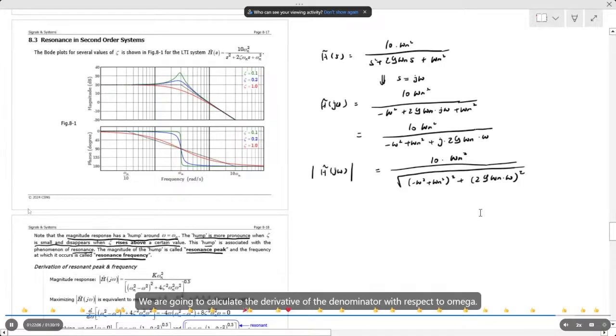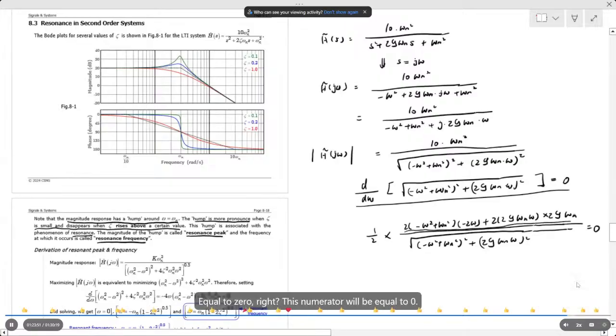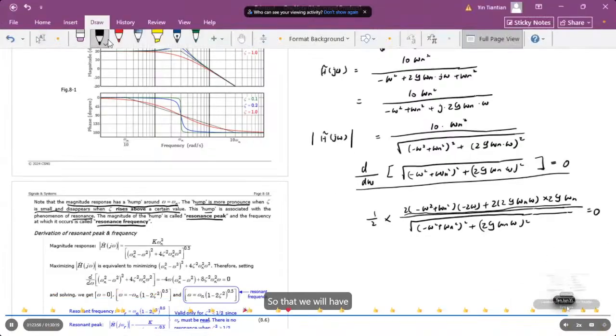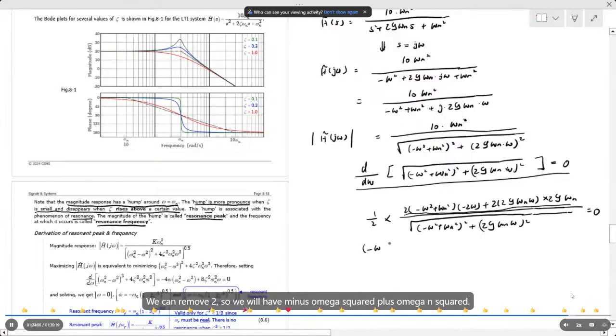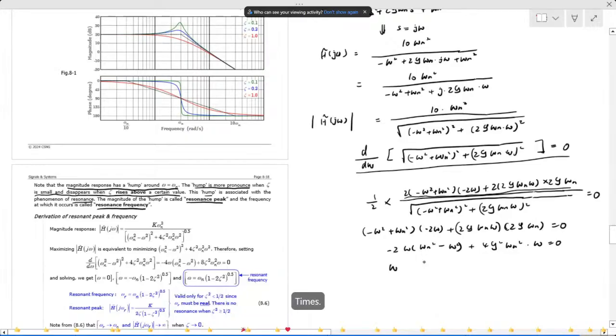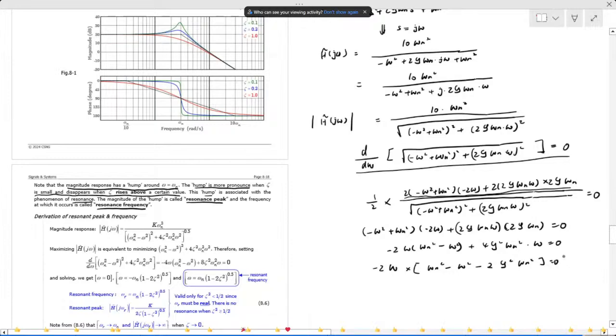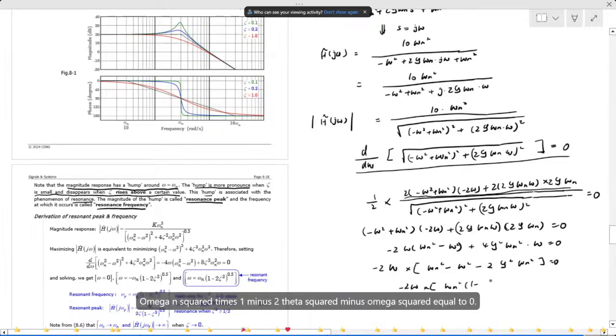What should we do? We are going to calculate the derivative of the denominator. We need to have this numerator equal to 0. Right? This numerator will be equal to 0, so that we can remove 2. So we will have minus omega square. And then omega is a common factor. So we will have omega times minus 2 multiplied by omega n square minus omega square minus 2 theta square omega n square equal to 0. So it is equal to minus 2 omega multiplied by omega n square times 1 minus 2 theta square minus omega square equal to 0.